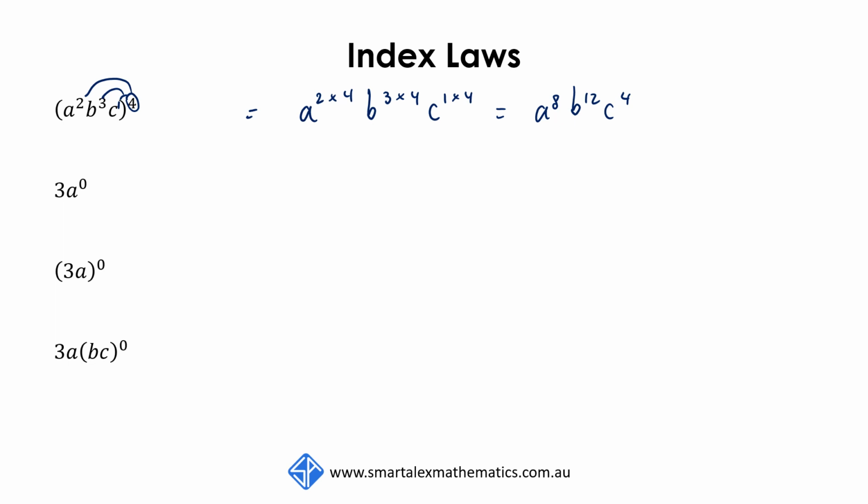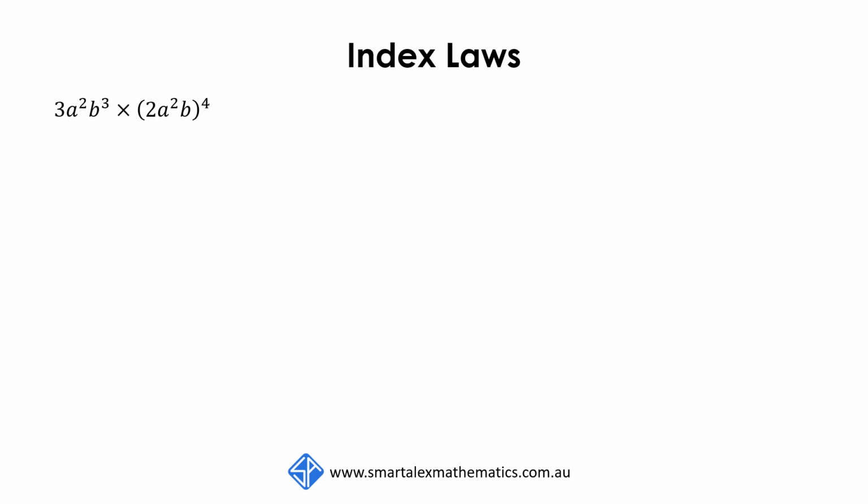The next example, we've got 3a to the power of 0. This time the power of 0 applies to the a only. So this is going to be equal to 3 times 1, which is simply just 3. In the next one, we've got 3a, this time all in bracket raised to the power of 0. So we don't care what's inside the bracket, it's simply just going to evaluate to 1. The next one, we've got 3a, and bc is inside the bracket raised to the power of 0. So only this section is equal to 1. So we've got 3a times 1, which evaluates to just 3a.